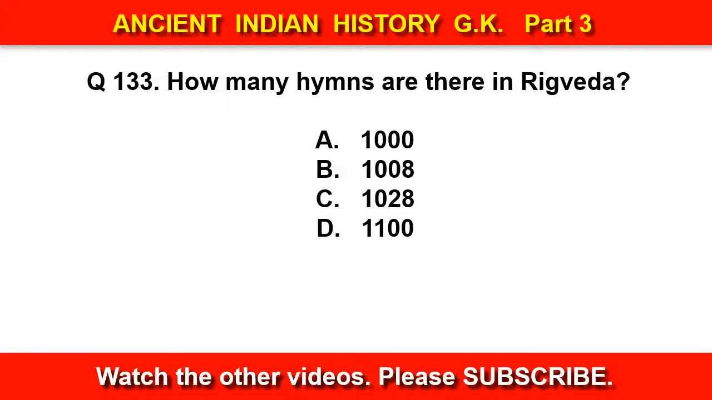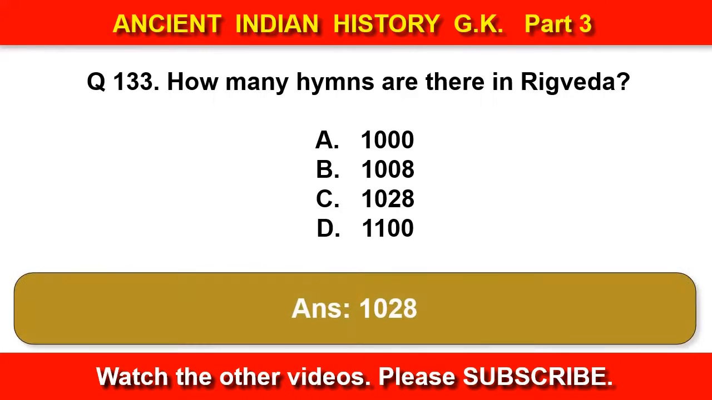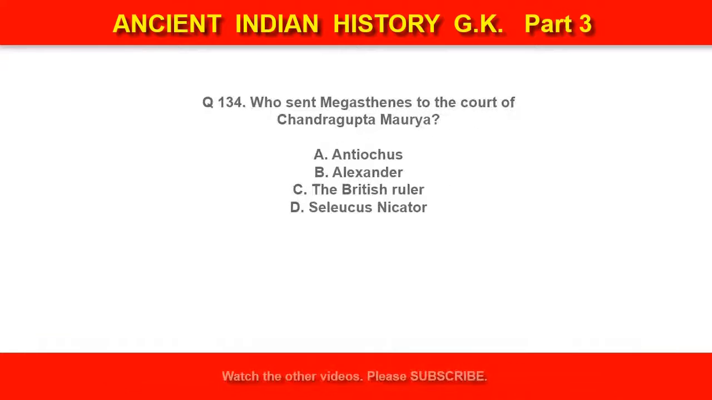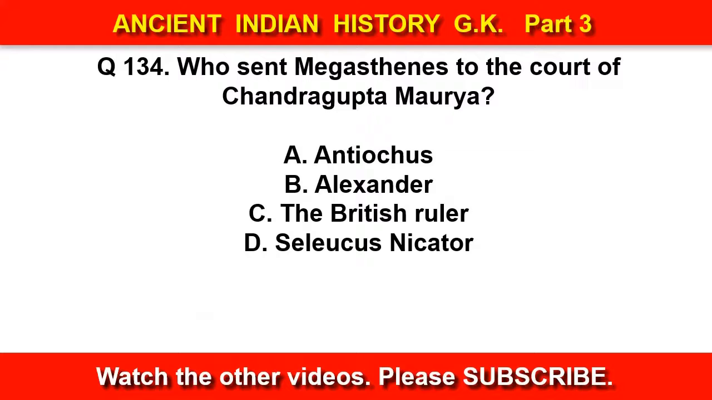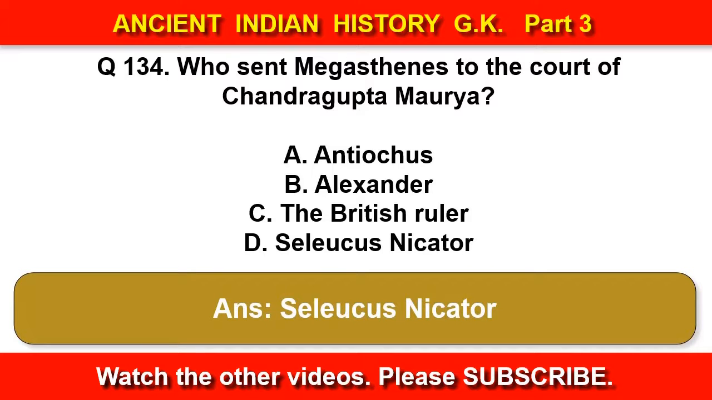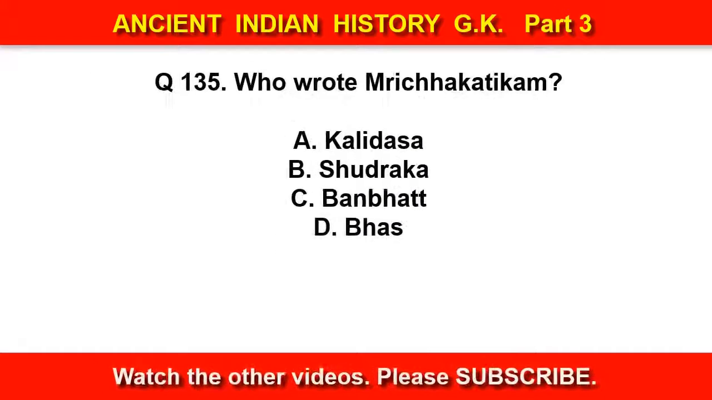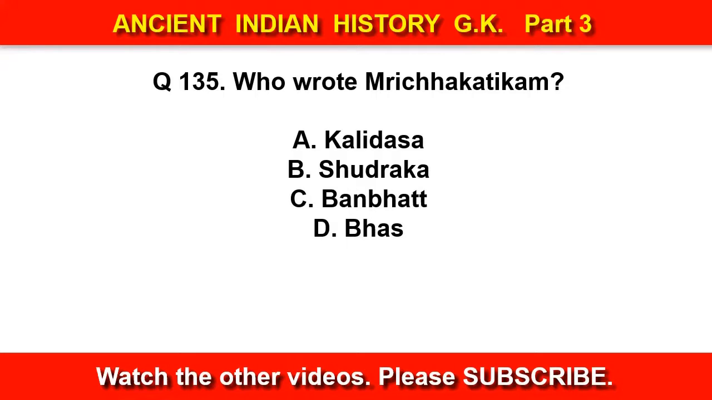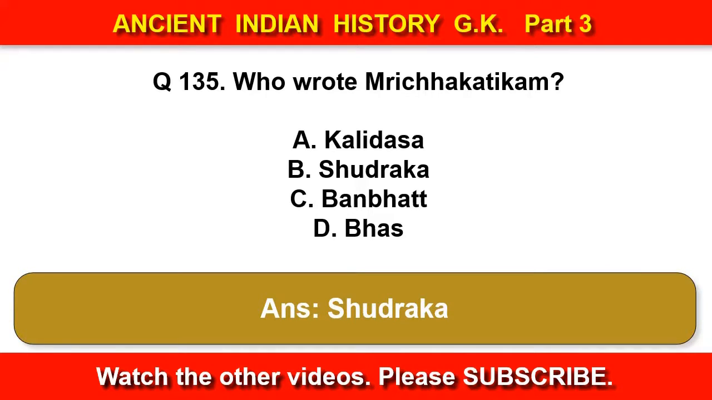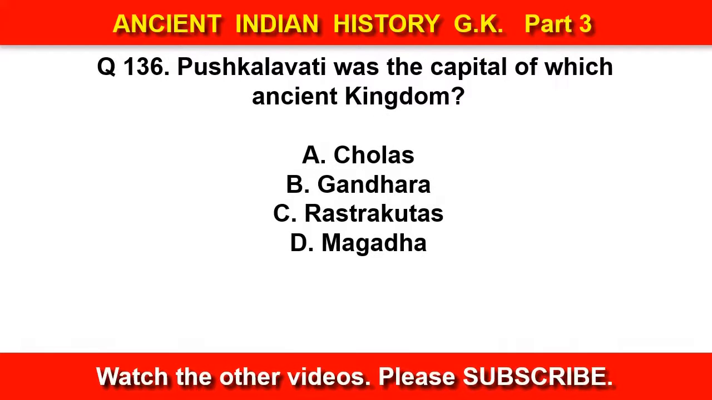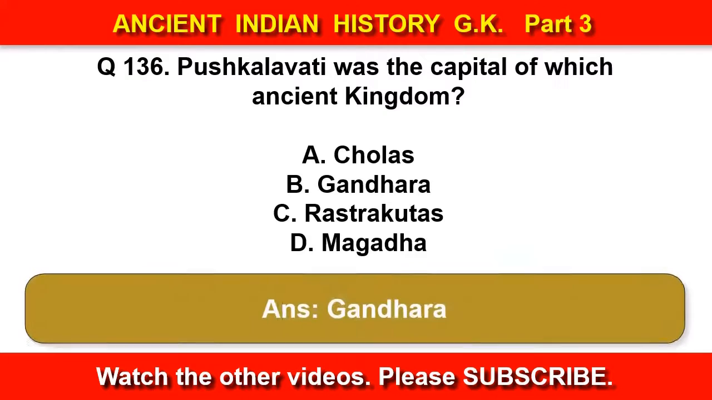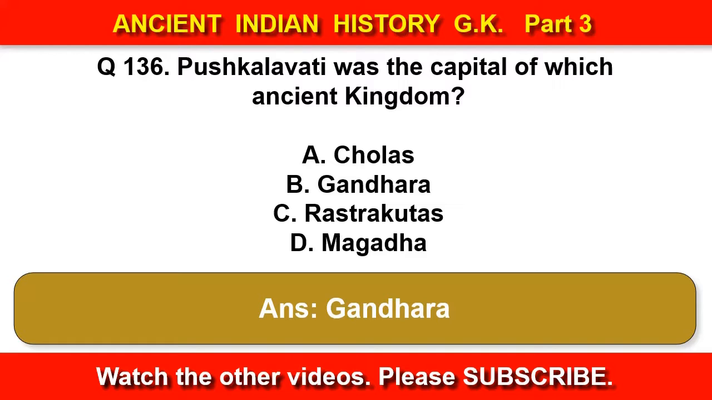How many hymns are there in Rig Veda? 1028. Who sent Megasthenes to the court of Chandragupta Maurya? Seleucus Nicator. Who wrote Mritshakatikam? Shudraka. Pushkalavati was the capital of which ancient kingdom? Gandhara.